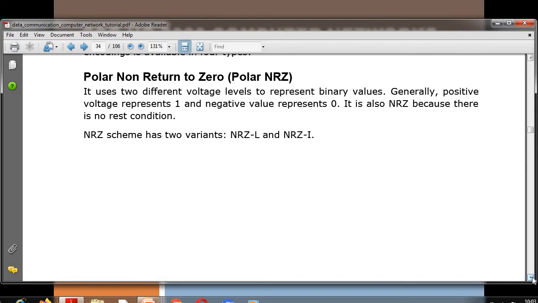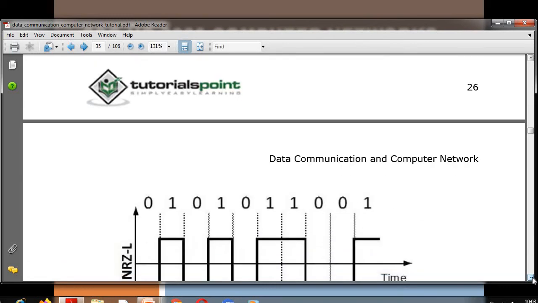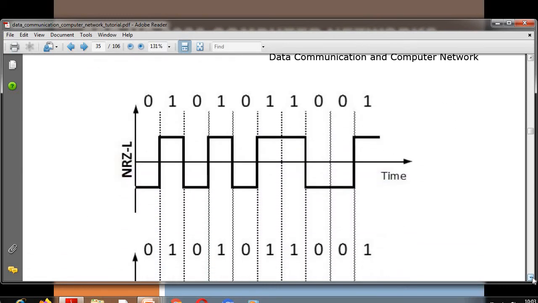The NRZ scheme has 2 variants, NRZ-L and NRZ-I. So what do you mean by NRZ-L? This is the NRZ-L. 0 represents negative voltage, 1 represents positive voltage, 0 represents negative voltage. In this way we can represent binary bits as a digital signal.